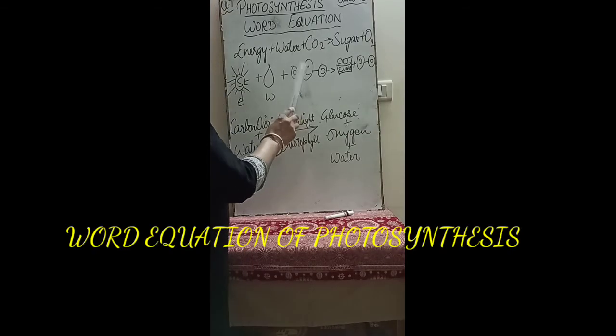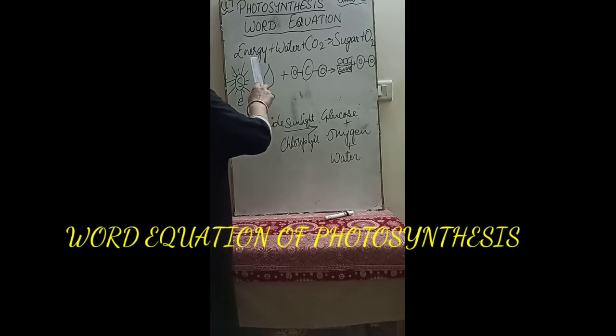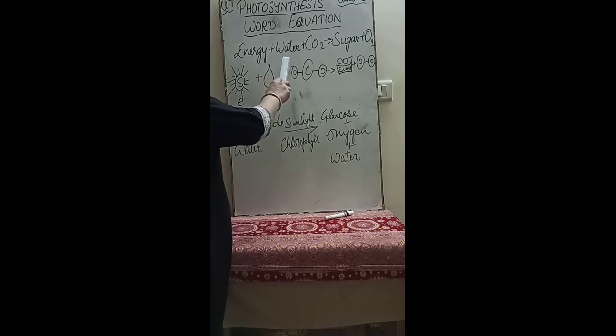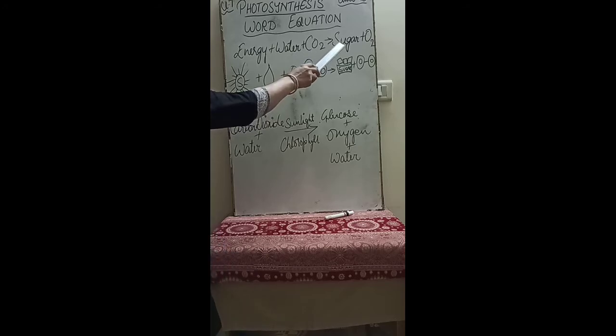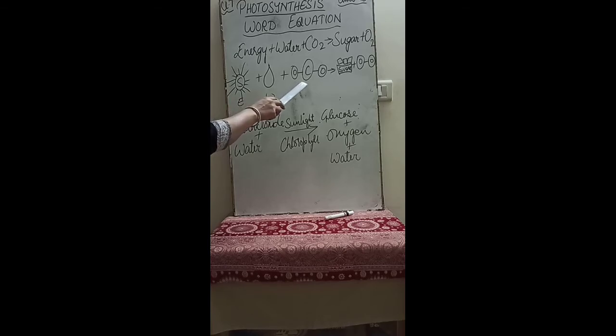And we see here what happens in the process of photosynthesis. Energy plus water plus CO2 will give out sugar and O2. This is the pictorial representation of the process of photosynthesis. Energy we get from sunlight, this is water, and this is CO2: one atom of carbon and two atoms of oxygen. These three things, energy, water and carbon dioxide, combine together in photosynthesis to give out sugar and oxygen.